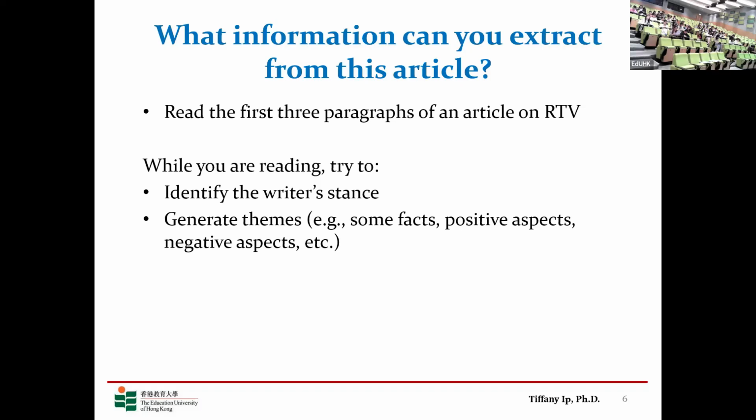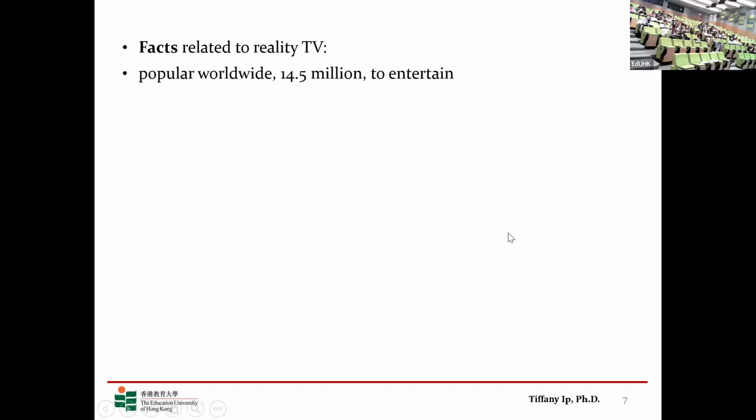And then paragraph 3, logically, should be another argument against RTV. And this argument is related to what? Yeah, security, danger, yeah. And that is why examples are given, like saying how dangerous the challenges can be for the contestants. So very obvious, the structure is this way. And that is how we know about the writer's stance. Okay. And some facts, right? Let's see if you can identify that.